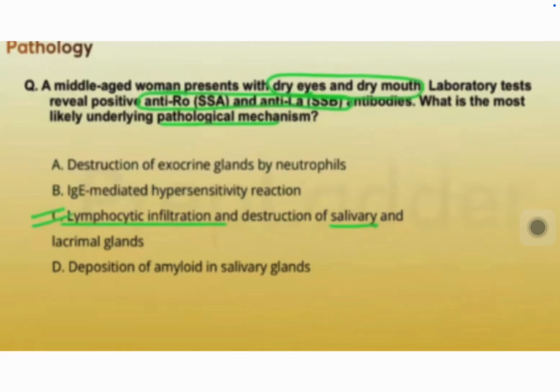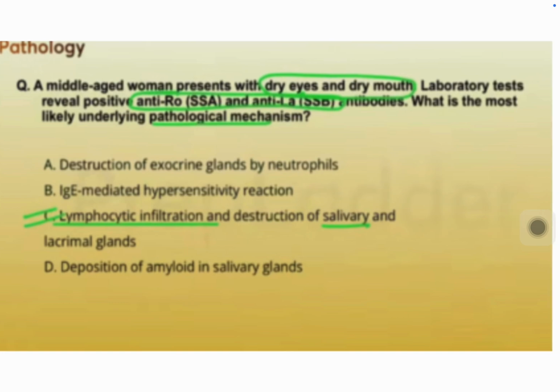A middle-aged woman presents with dry eyes, dry mouth. Laboratory test reveals positive anti-Ro, anti-La. What is the most likely diagnosis and pathological mechanism? So diagnosis is your Sjogren syndrome, and pathological mechanism is lymphocytic infiltration and destruction of salivary glands and lacrimal glands.